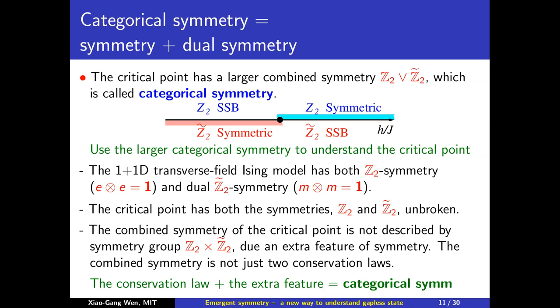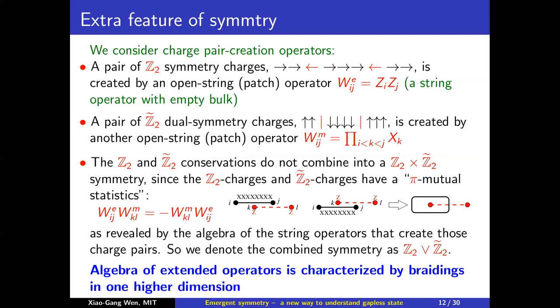But actually, the symmetry has extra features. This extra feature says that these two symmetries are not that independent. There's some twist between the two symmetries. So to really describe this symmetry and dual symmetry together, we also need to capture this extra feature. Therefore the categorical symmetry is not just a combination of two conservation laws. It also captures this extra feature of symmetry. This whole thing together corresponds to the notion of a categorical symmetry. So what is this extra feature?